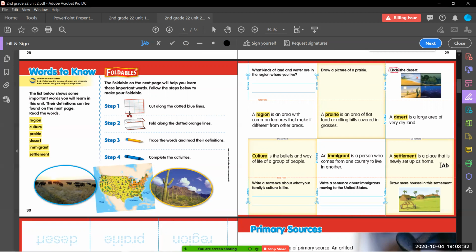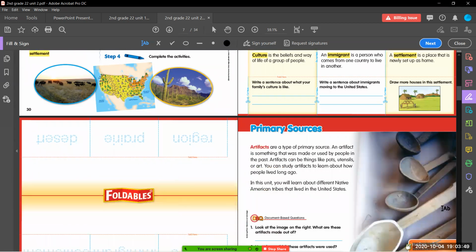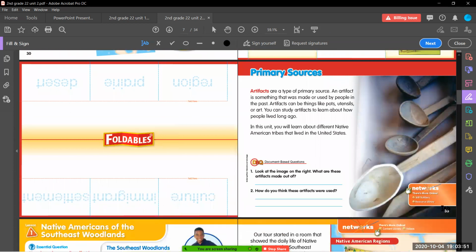When people are moving there for the very first time and they're building the very first homes there, it is a settlement. So it's not like a city or a town that's already set up. Draw more houses in this settlement. So just draw a few more houses over here on your page. After you've completed that, we're going to go down and we're going to talk about our primary sources.